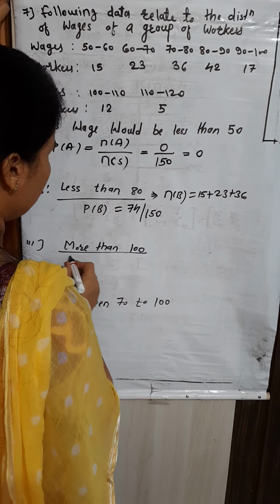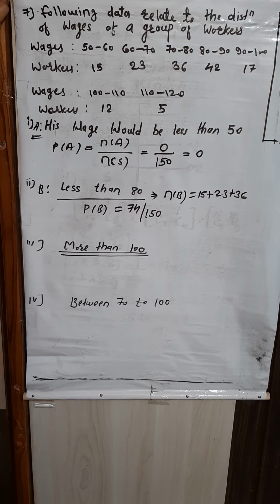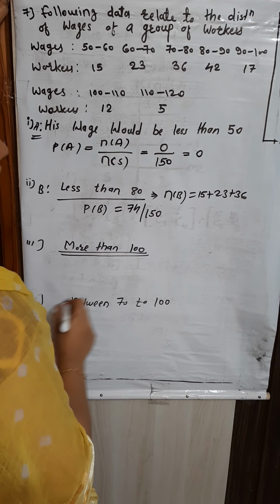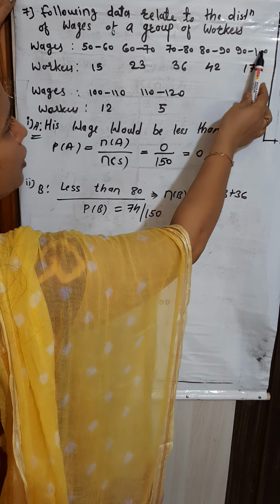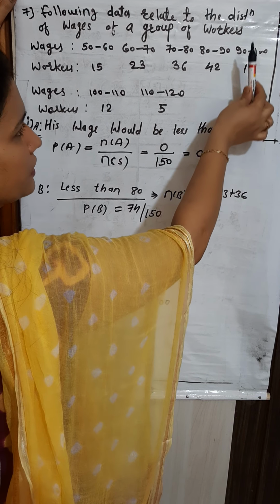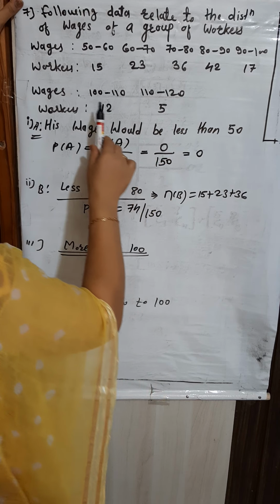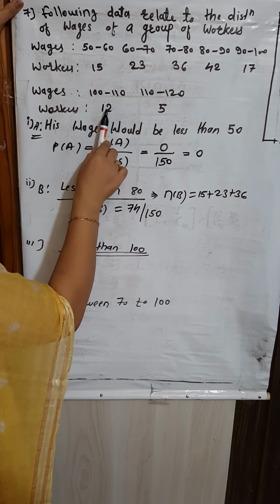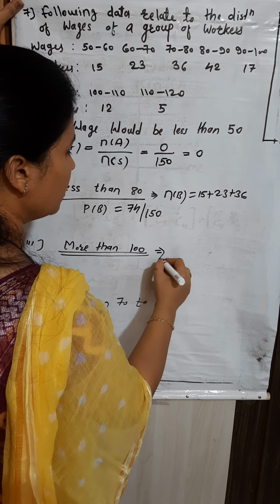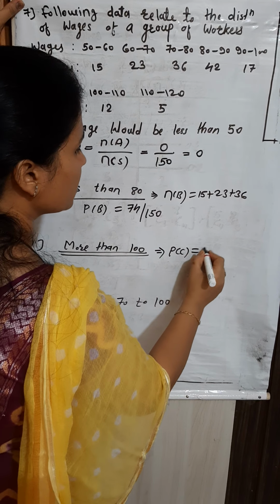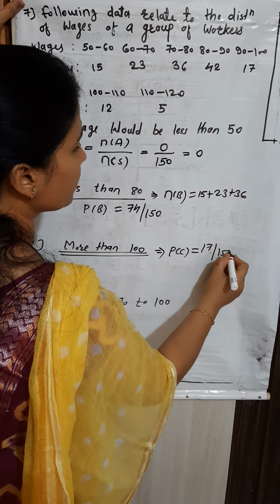Now the worker having salary more than 100, or wage more than 100. So here is 90 to 100, so here are the workers who are having up to 100. Now more than 100 are here, 12 and 5. So these are 17. So the probability of C is 17 by 150.